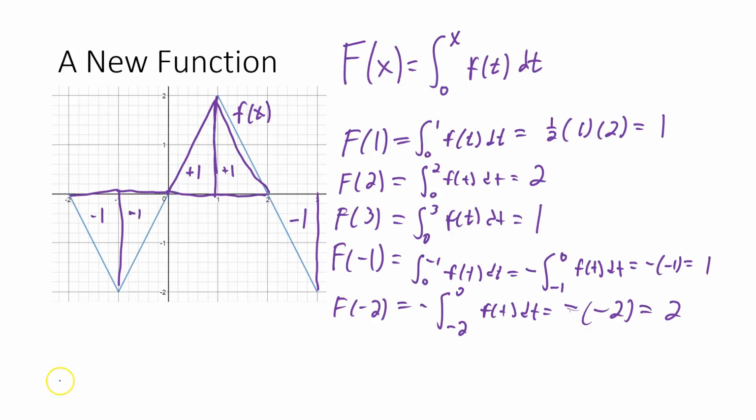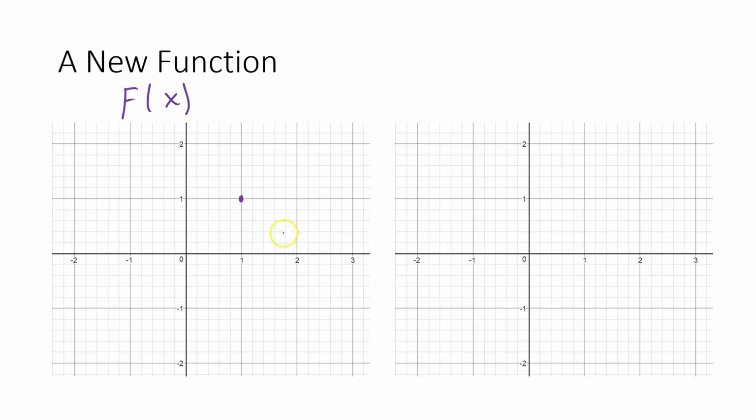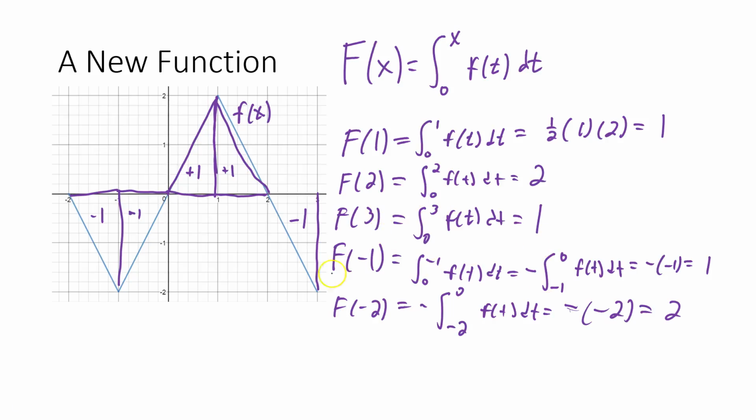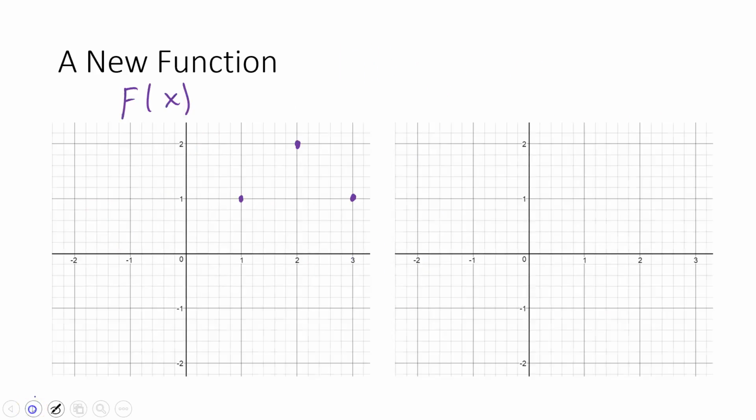F of 2, I think, was 2. Yeah, that's what it looks like. And then F of 3 is 1. So F of 2 is 2. F of 3 is 1. F of negative 1, I think that was positive 1. Oops, too far. F of 3 is positive 1. F of negative 1 was positive 1. And F of negative 2 is positive 2.